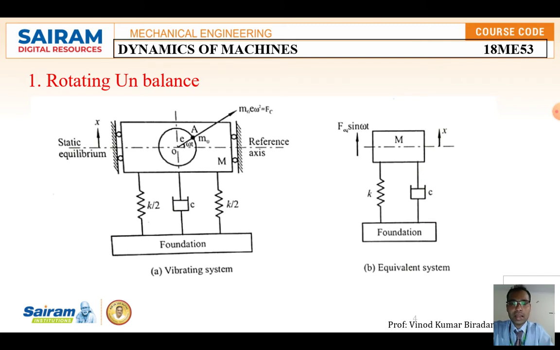So here we have the derivation explaining rotating unbalance. This is about the vibrating system. Here one mechanical component is fixed on the particular foundation, as in this figure. Normally a machine having a rotor as one of its components is going to be called a rotating machine.